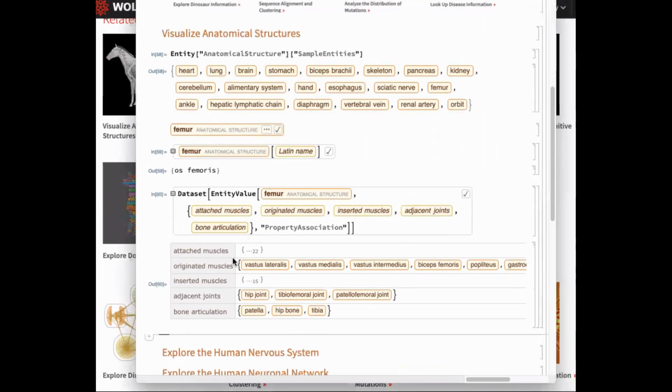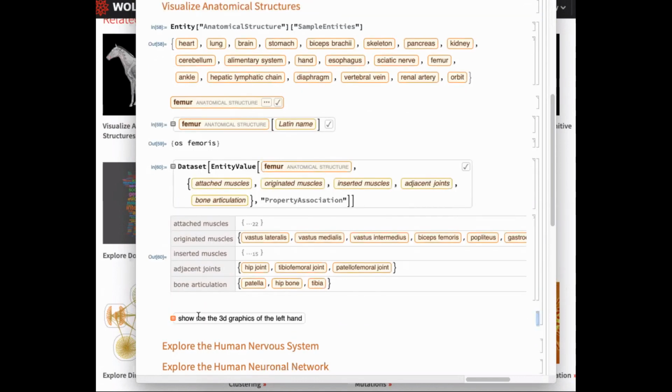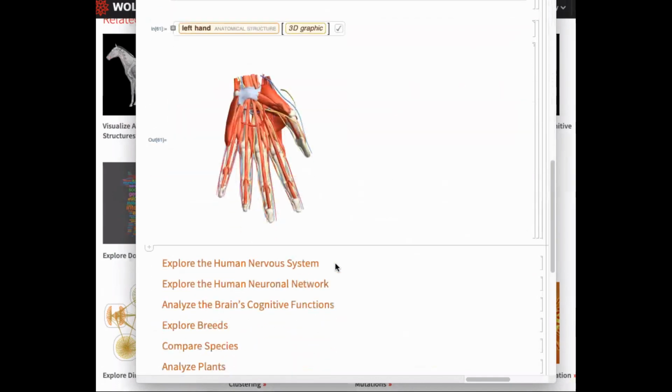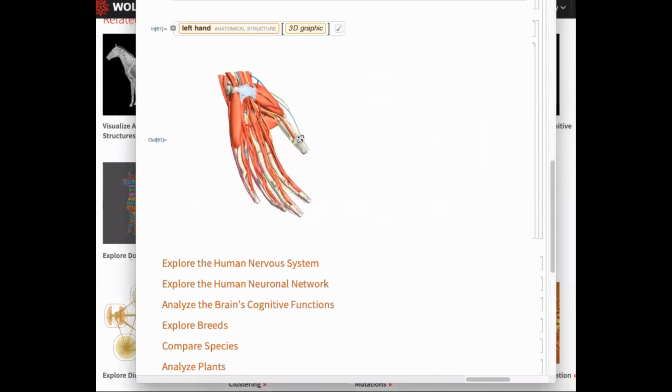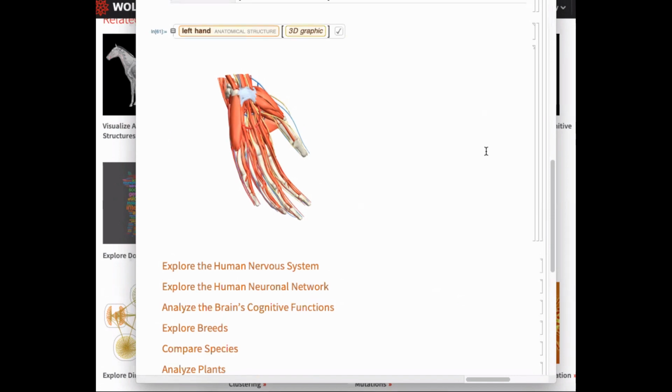And in addition to the textual data, 3D graphics models are available for over 6,000 anatomical parts. So for example, you can ask, show me the 3D graphics of the left hand. And you get a rotatable 3D graphics. And not limited to human anatomy, now we have a new set of animal anatomical structure data available in the latest version 12. The most recent dataset includes computable information about canine and equine anatomical structures.